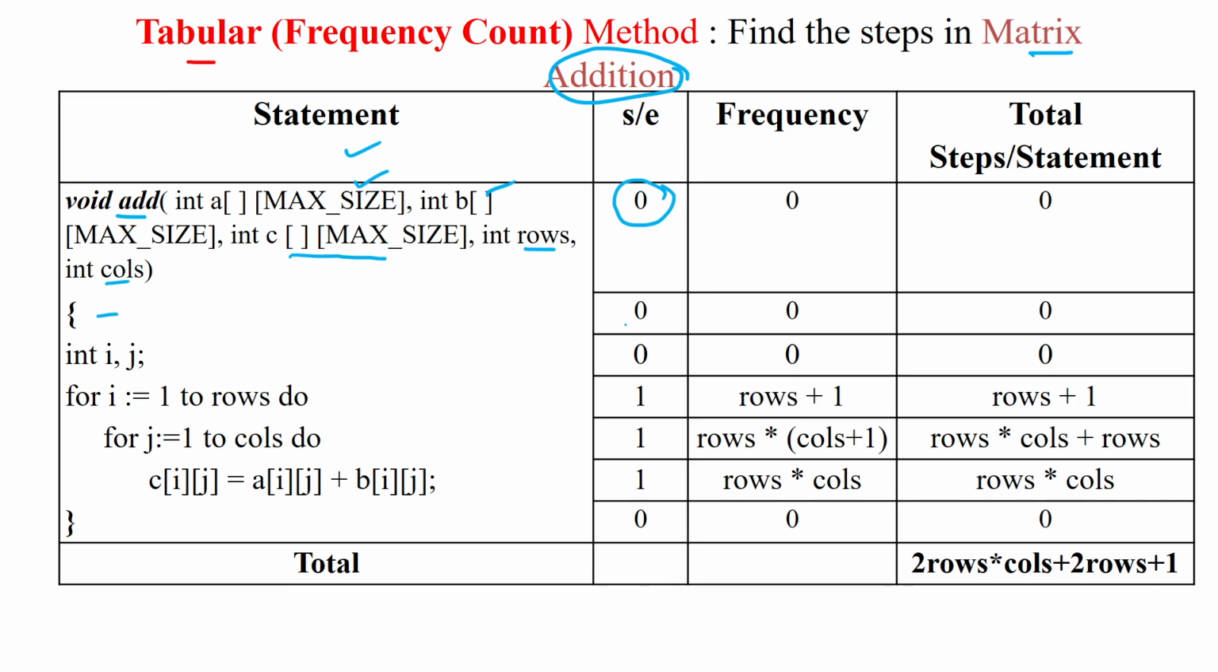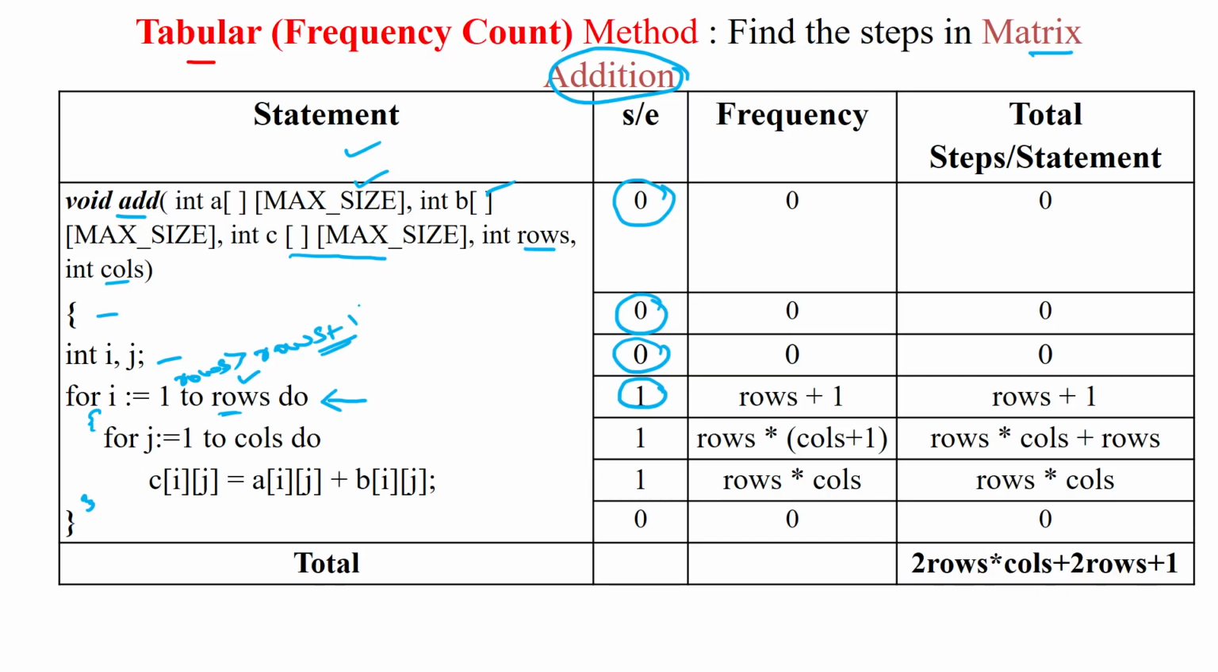Then the curly brace is also 0. Here the declaration is also consuming zero amount of time. Then for the control part, which consumes 1 unit of time, how many times will this for loop execute? Until the number of rows, it will execute the inner loop. When it reaches rows plus 1, it will check, and when the number of rows is greater than rows plus 1, it will exit the loop.